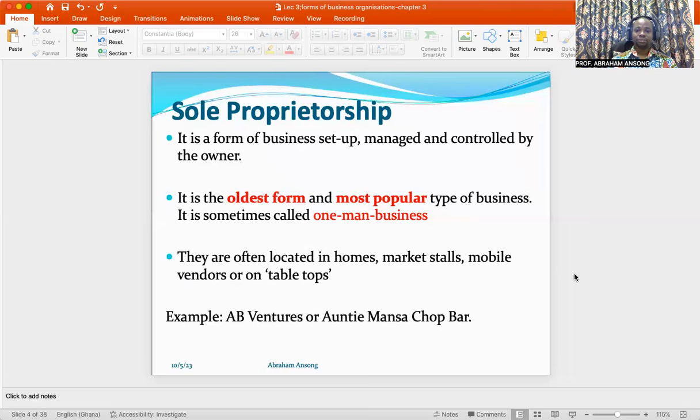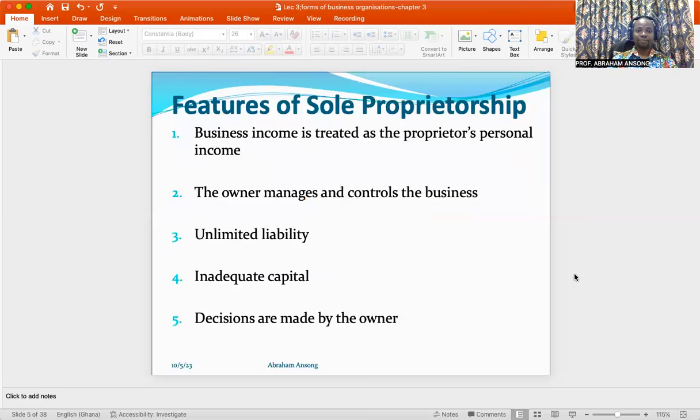All right. So as you might be looking at later, this type of business has its own advantages and disadvantages. But first and foremost, let's look at the features of sole proprietorship. So business income is treated as the proprietor's personal income.